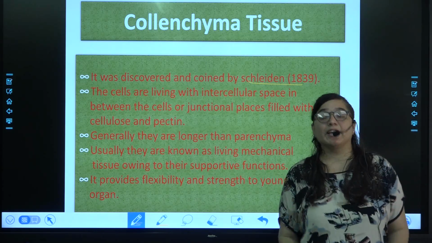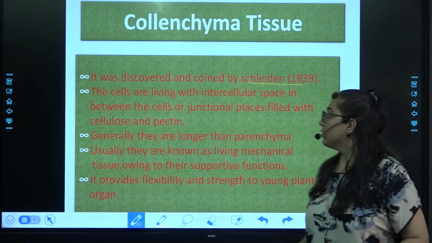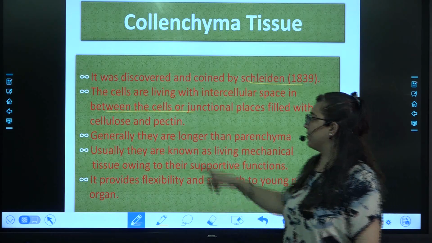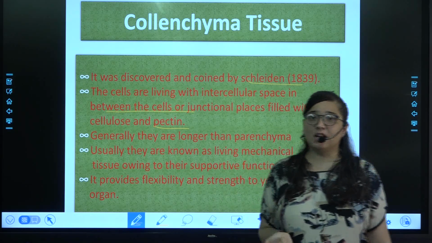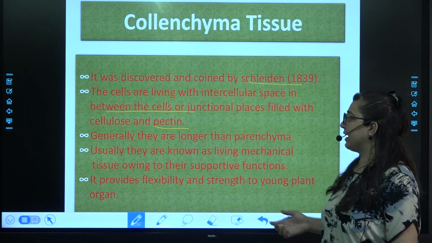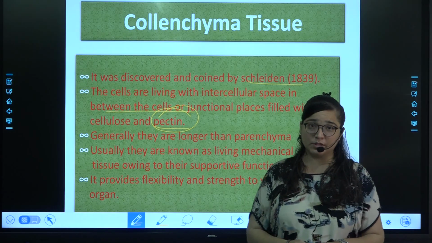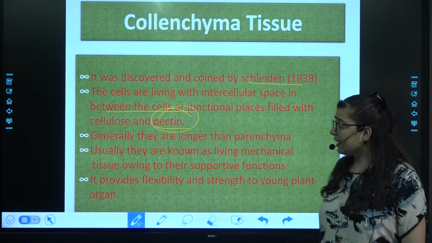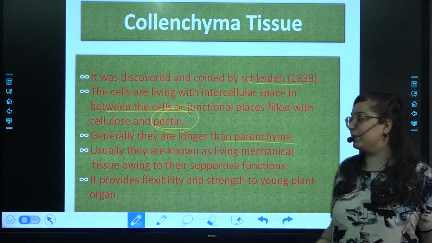Again, they have intercellular space like the parenchyma tissues. The junction between them is filled by cellulose, which is a common thing because wherever there is a cell wall there is cellulose. But along with it, what is the extra thing? It is pectin. As I said, it is generally present in all the ripe fruits, and moreover in things like jams and jellies. And they are longer than parenchyma. As compared to parenchyma, they are a bit bigger.